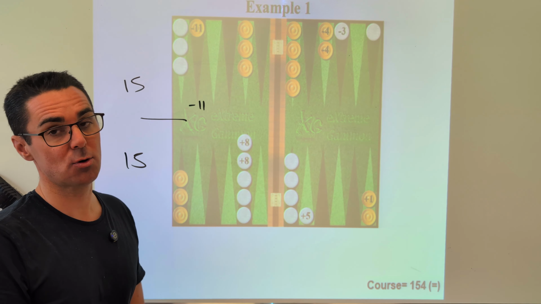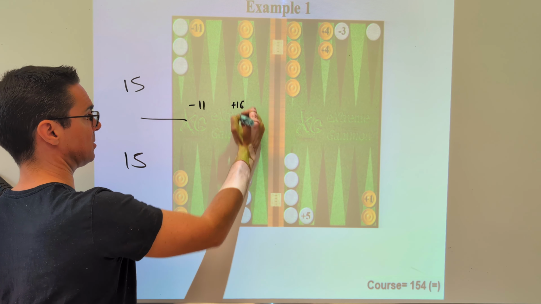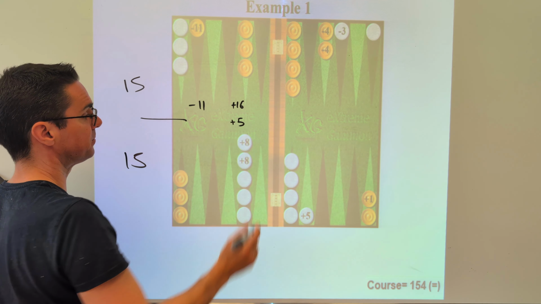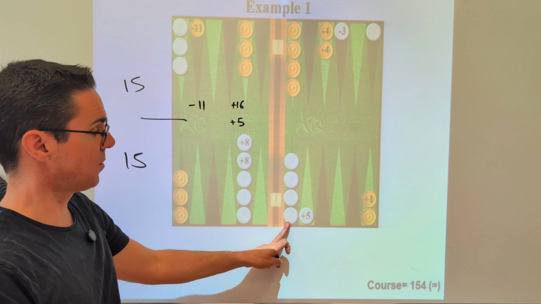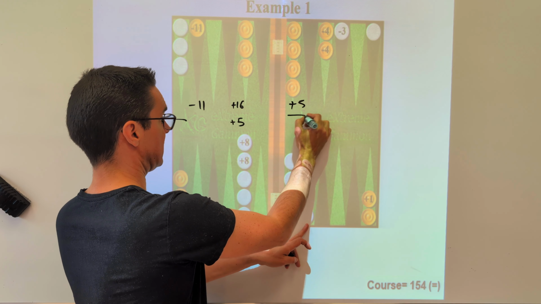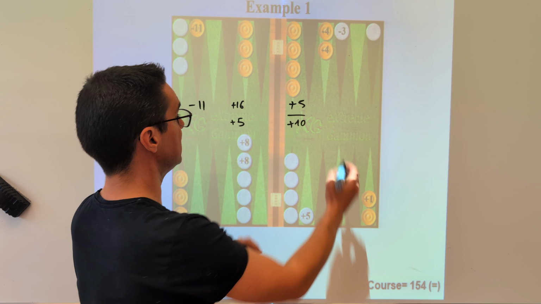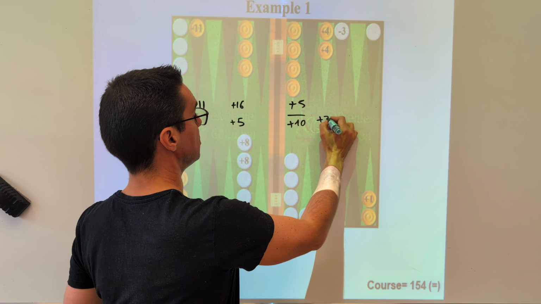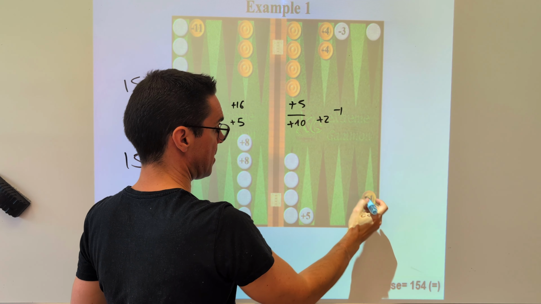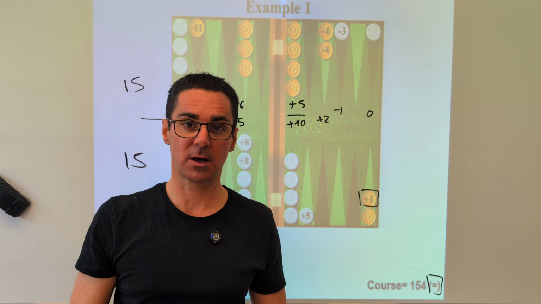Those 6 are in an equal race. Minus 11 plus 16 is plus 5. Those 4 and those 4 are in an equal race. Plus 5 is plus 10. Plus 10 minus 8 is plus 2. Plus 2 minus 3 is minus 1. Minus 1 plus 1 is 0. And you have a pip count deficit of 0.